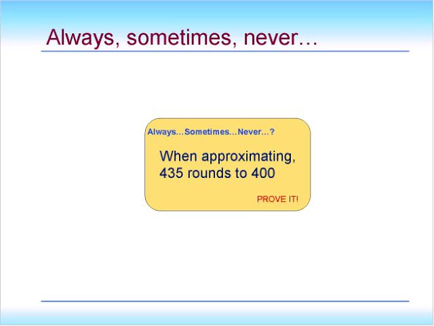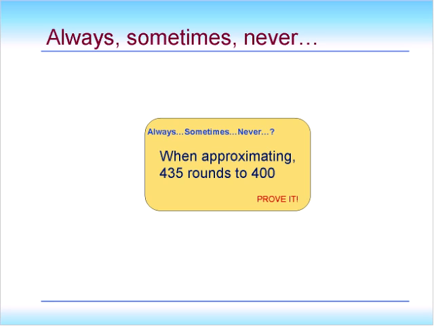Okay, another one. We'll have just two quick ones now. This one's quite useful: rounding numbers, approximating. Many children believe that when you approximate and round a number, it rounds to the nearest 10 or the nearest 100. So what about this one? When approximating, 435 rounds to 400. Is that always true, sometimes true, or never true?